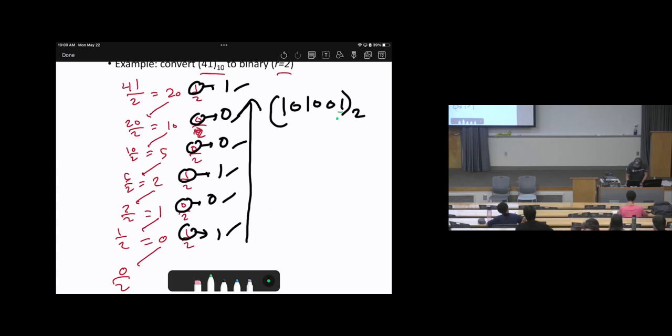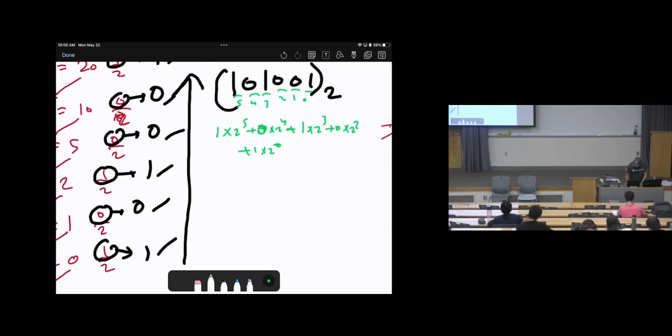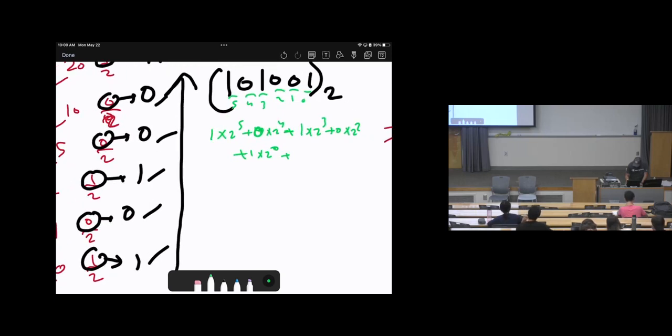So here, this is bit 0, 1, 2, 3, 4, 5. So we can say 1 times 2 power 5 plus 0 times 2 power 4 plus 1 times 2 power 3 plus 0 times 2 power 2 plus 0 times 2 power 1, I'm sorry, I missed this part, plus 1 times 2 power 0.